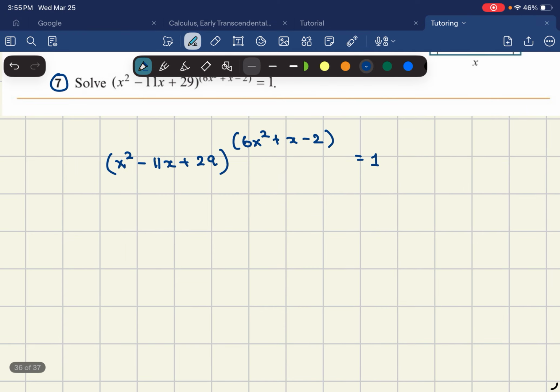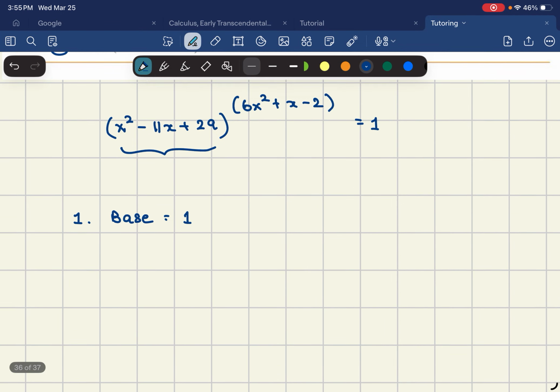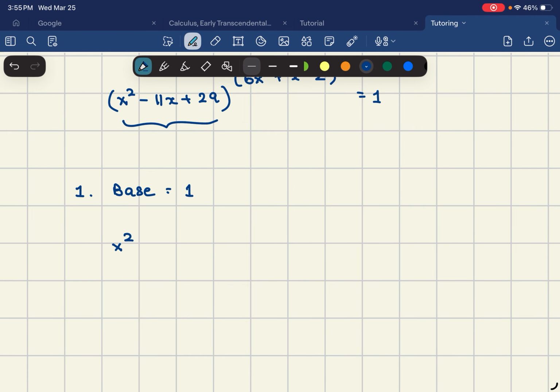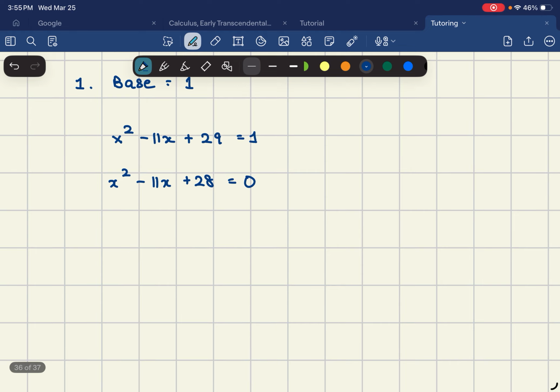So here's how I like to think about this question. If my base is 1, regardless of what power I raise it to, I'm always going to get 1, right? So I will first of all let my base be equal to 1. And 1 raised to any power is always going to give me 1. So if my base is 1, then I solve the quadratic equation x squared minus 11x plus 29 is equal to 1. If I subtract 1 from both sides, x squared minus 11x plus 28 is equal to 0.